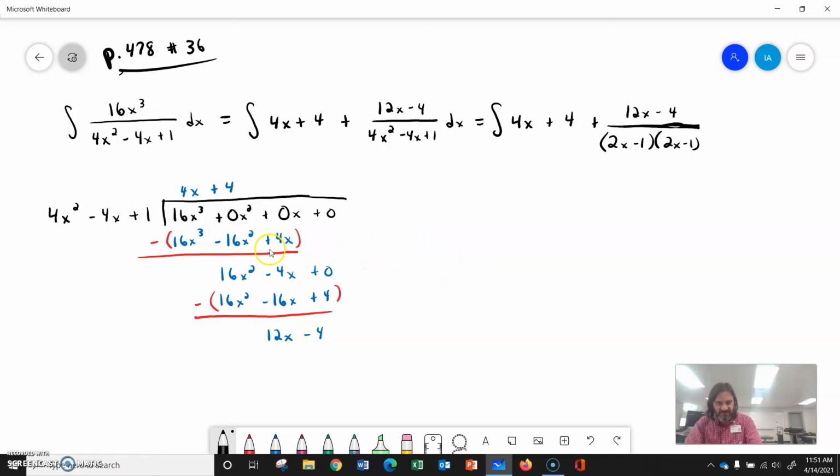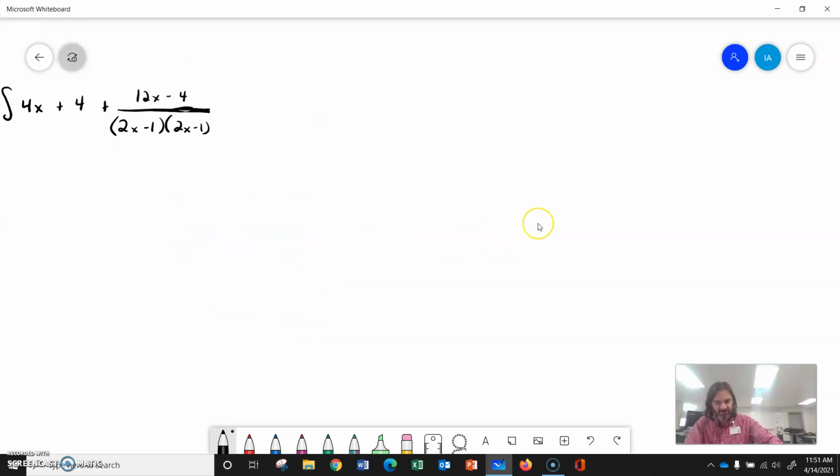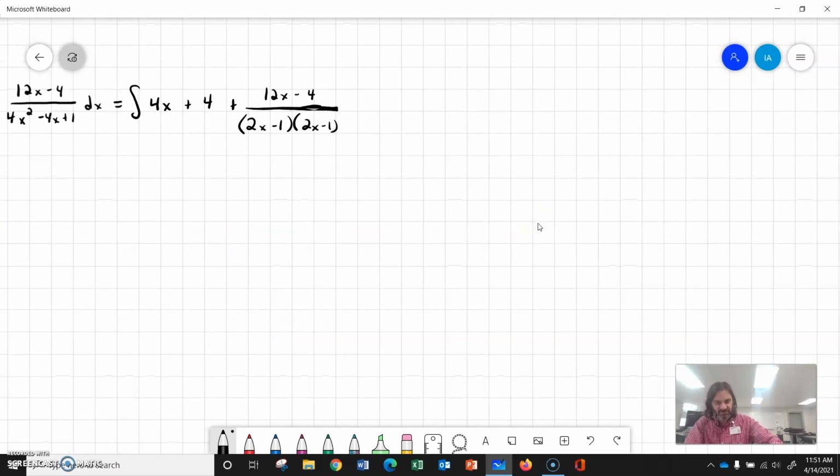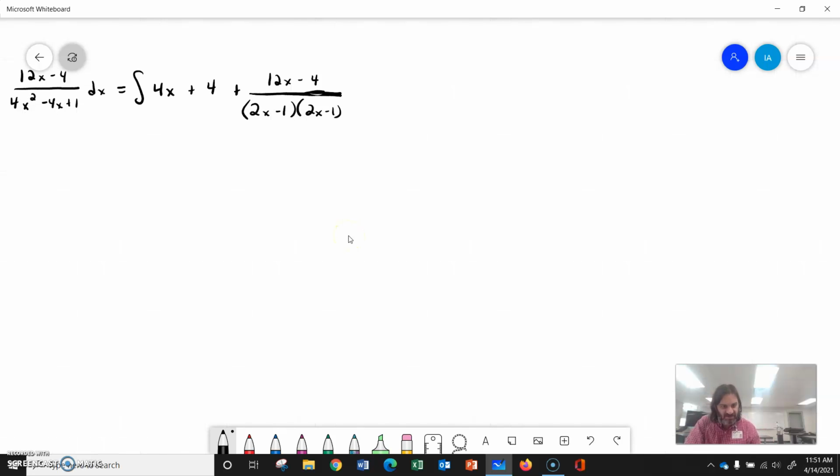So let's just slide over. Oh, we slid over way too much, didn't we? Okay. This is all we really need right now. So let's see here. Let's work on our partial fraction part. So that's going to be 12x minus 4 over 2x minus 1 squared.